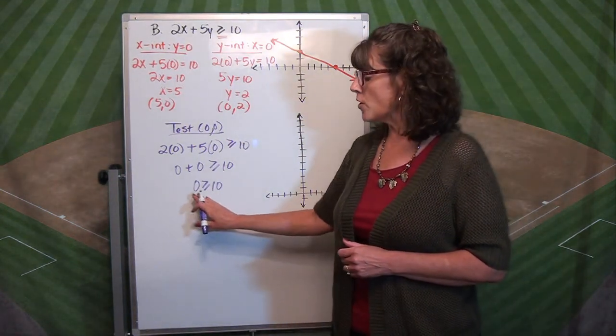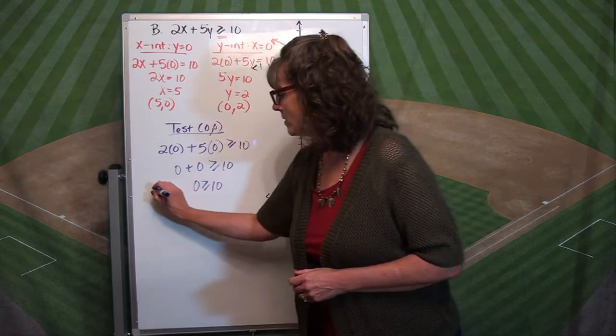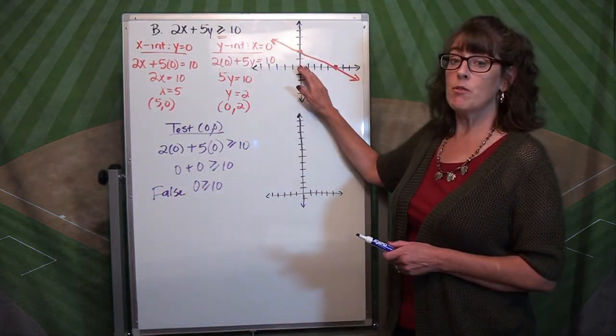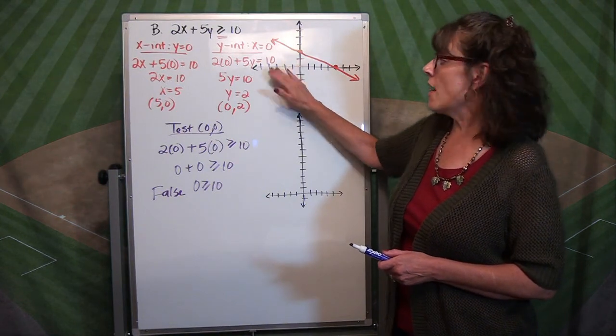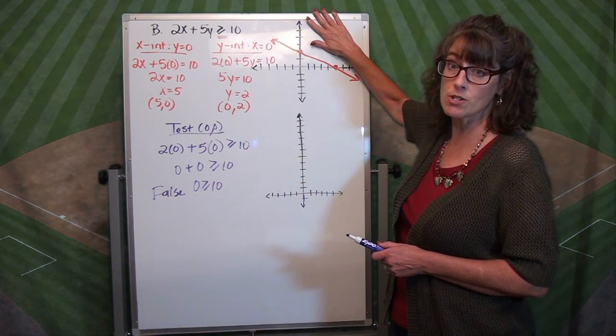Now, is this true or false? 0 greater than or equal to 10. Is 0 bigger than 10? No, it is not. This is false. So that means, like I said before, this is not a solution. Nothing over here is a solution. And we just discussed that means everything over here is a solution.